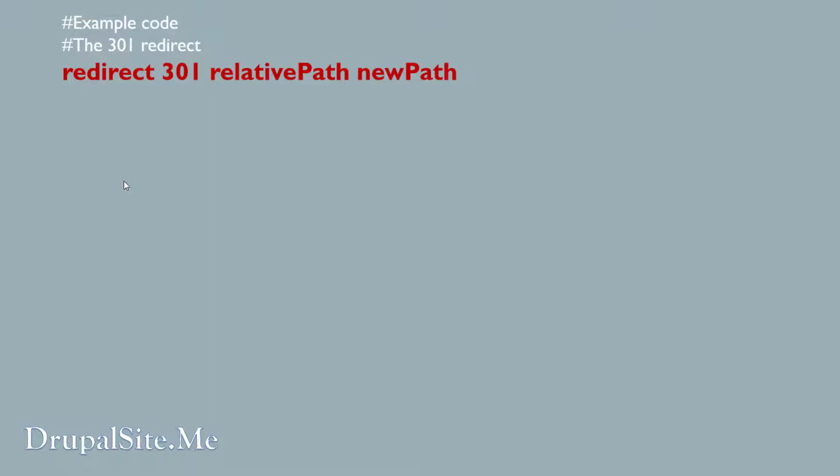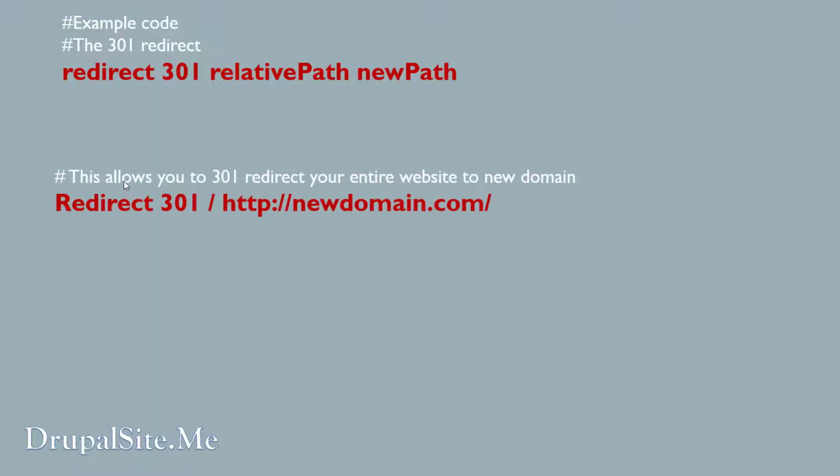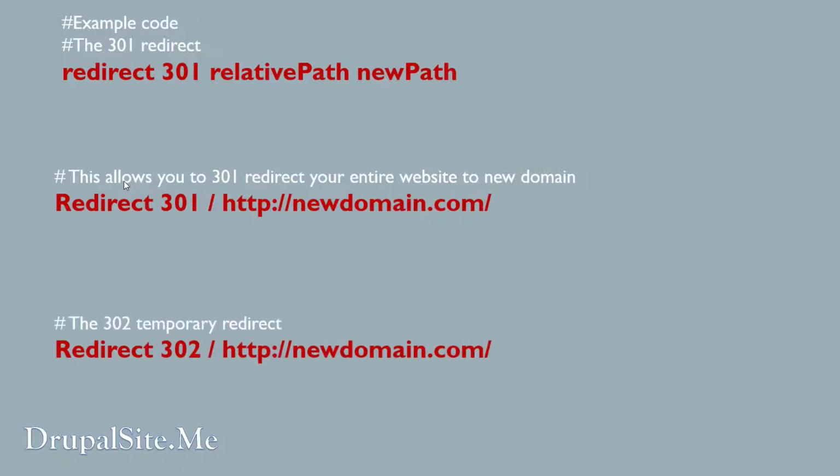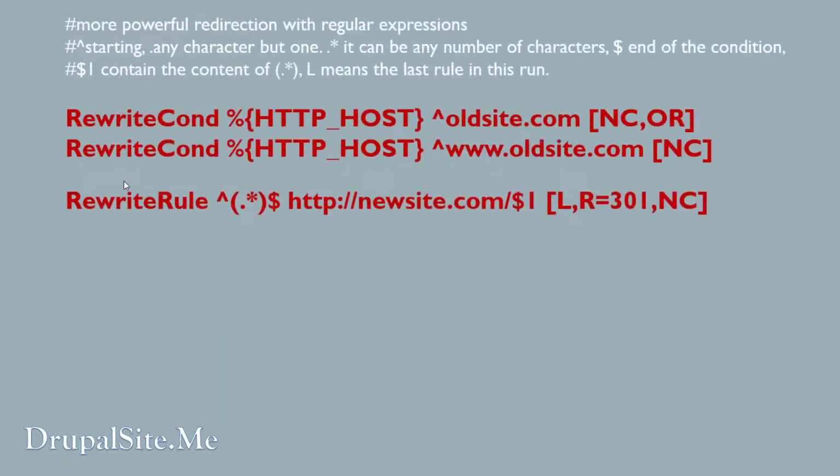This is a simple example, a 301 redirect. So you write Redirect 301, then the relative path and the new path. For example here, Redirect 301, then slash. That slash means the root folder, to the new domain name. And if it is for a temporary redirect, you just use 302. But the power of the redirection comes through regular expressions. If you know regular expressions and know how to use them, you can manipulate your URL in many different ways. You can create fancy URLs, and you can shorten the URL and all that.